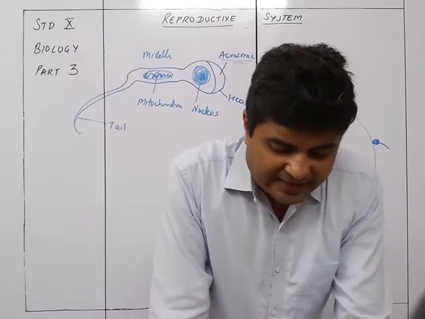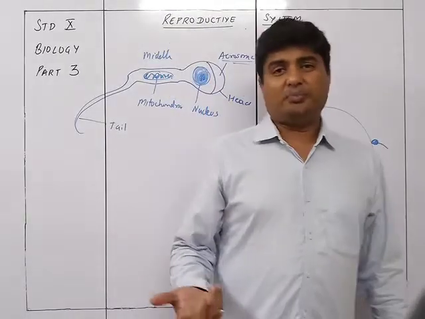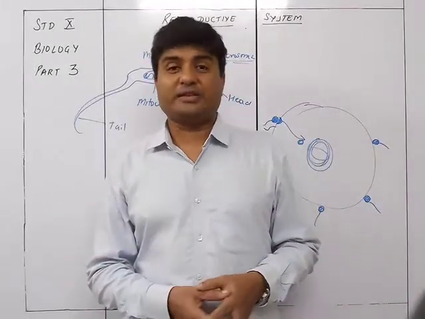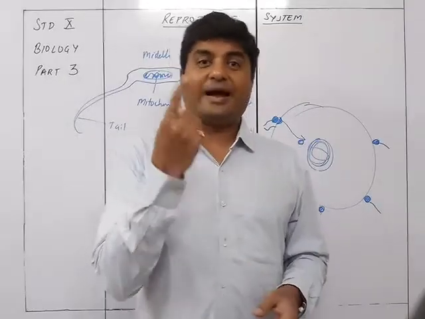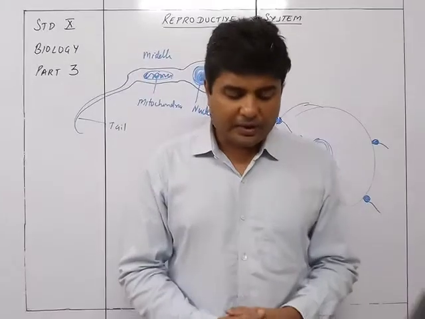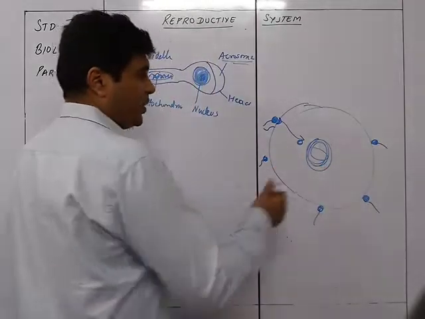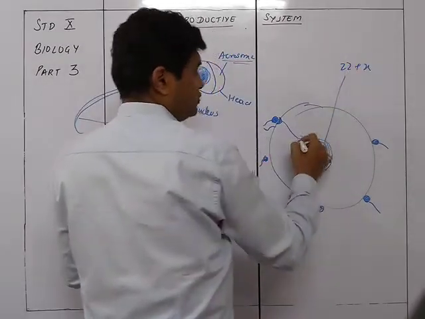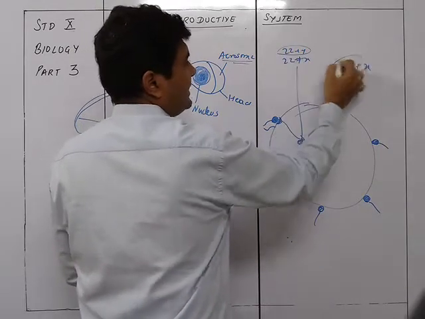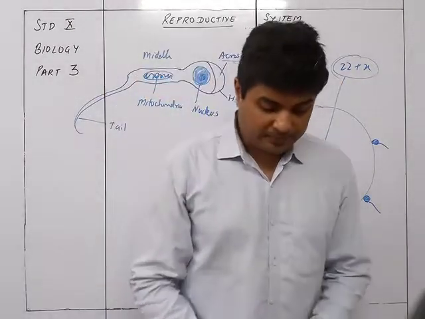The nucleus contains genetic material that is 22 plus X or 22 plus Y. We know that it's a male part, so the male gamete will have 23 chromosomes. What can the 23 chromosomes be? 22 will be somatic and one will be the sex chromosome, either X or Y. So it will be 22 plus X or 22 plus Y, which during fertilization combines with the nucleus of the egg containing 22 plus X, because the egg will always have 22 plus X and the sperm will contain 22 plus X or 22 plus Y. If this and this combine, it will be a male, and if this and this combine, the baby will be a female.